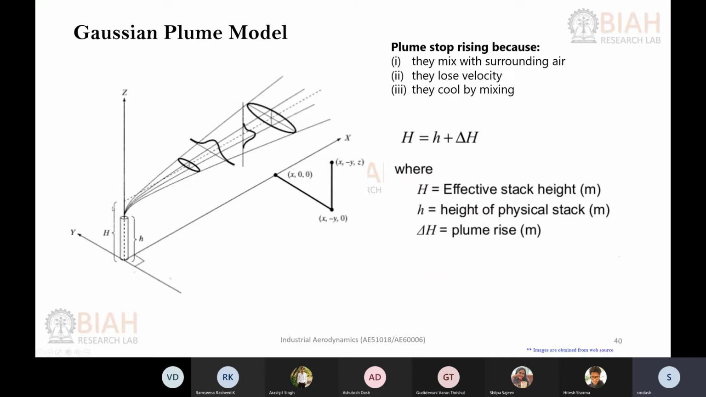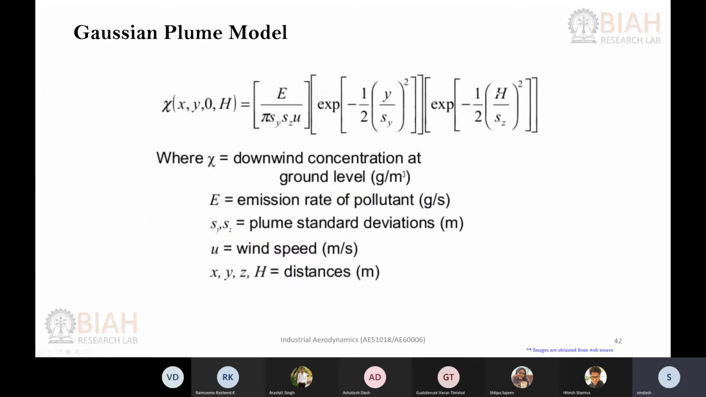So H plus delta H, then you can find out what will be your effective height. Okay, so if that is not given, you need to find out the way I explained. Then Y and X are generally the variables, the desired location where you are trying to find out the concentration. Okay, so remaining thing is, I think there is no other variables.